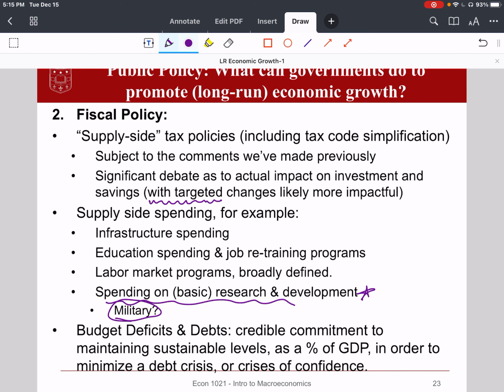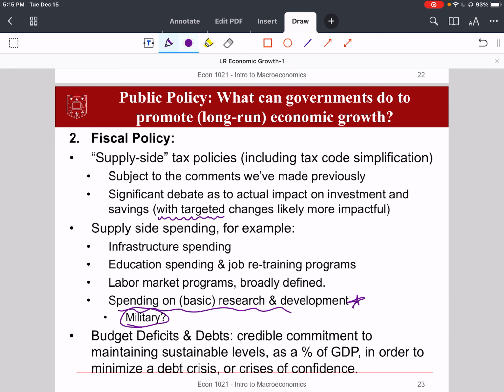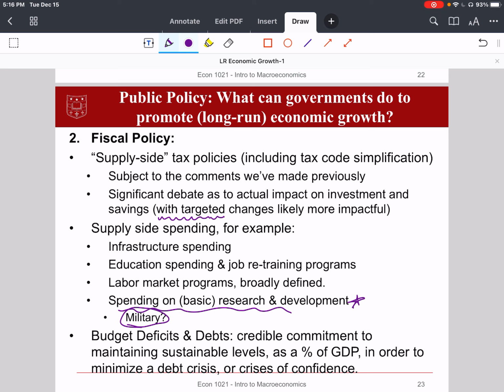And then finally, with respect to fiscal policy, we talked in the last set of notes about budget deficits and debts. The final thing that governments can do in this regard is to maintain a credible commitment to maintaining sustainable levels of budget deficits and debt as a percent of GDP in order to minimize the likelihood of a debt crisis or a crisis of confidence. Again, probably not yet anyway, a concern for the United States and many other developed economies, but certainly something that would be relevant for a developing country.